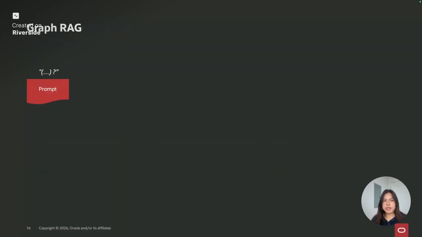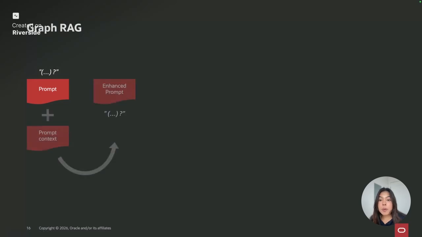So to give you a better understanding of how graph RAG works, let's look a little bit under the hood, and we're going to go over this diagram that's going to tell us the foundational story of how this works. So we're going to start on the left. You have a user prompt, basically a question, plus some prompt context, right? And together, those get combined into what we call an enhanced prompt. So think of this as a system giving the question more structure before going into the actual data.